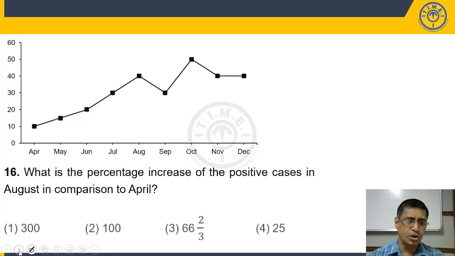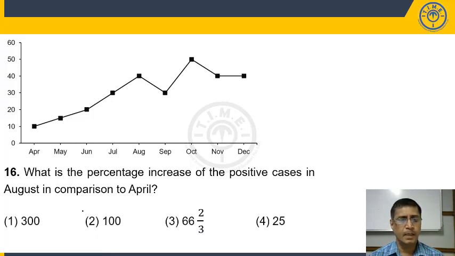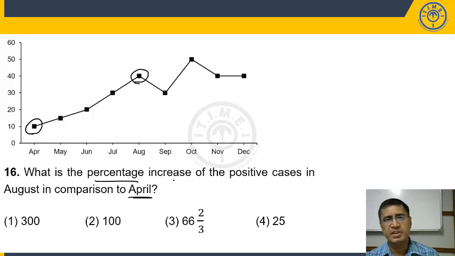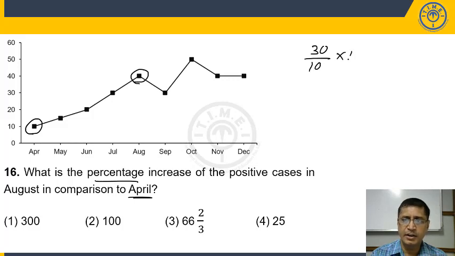Now look at the next question on your screen. What is the percentage increase of the positive cases in August in comparison to April? Okay, April, how much is it? 10. What about August? It is 40. So how much increase here? Increase by 30,000 upon 10 into 100. Now simplify, you will get the answer for this one. What is the result? It increased by 300%.